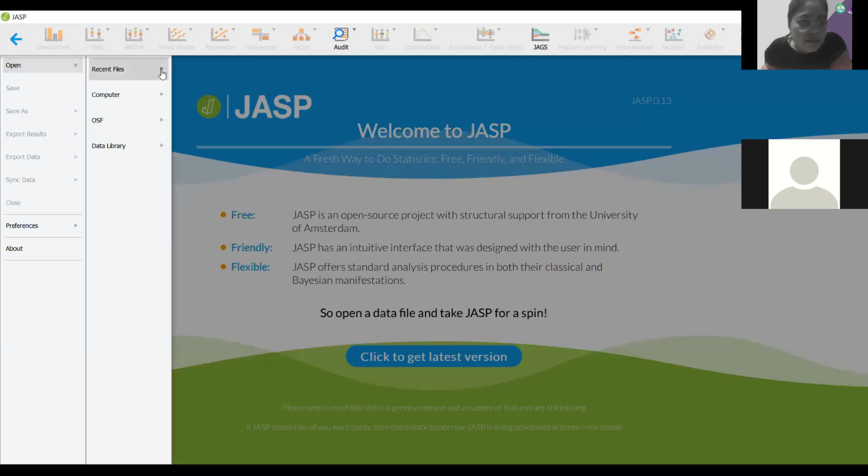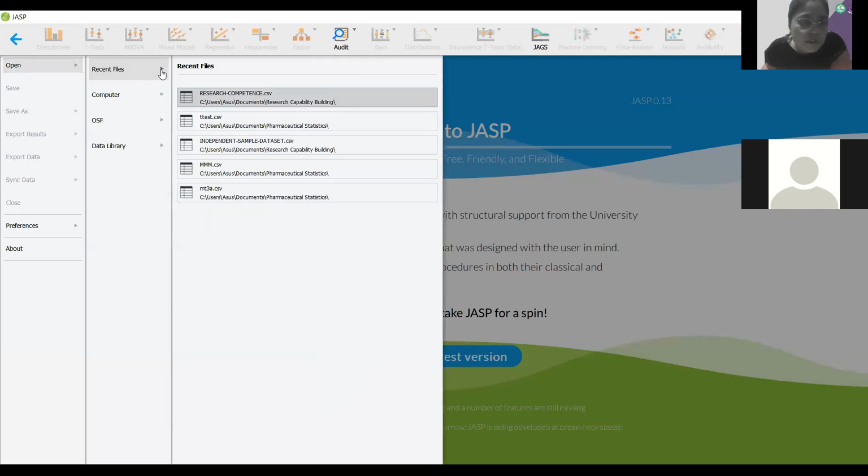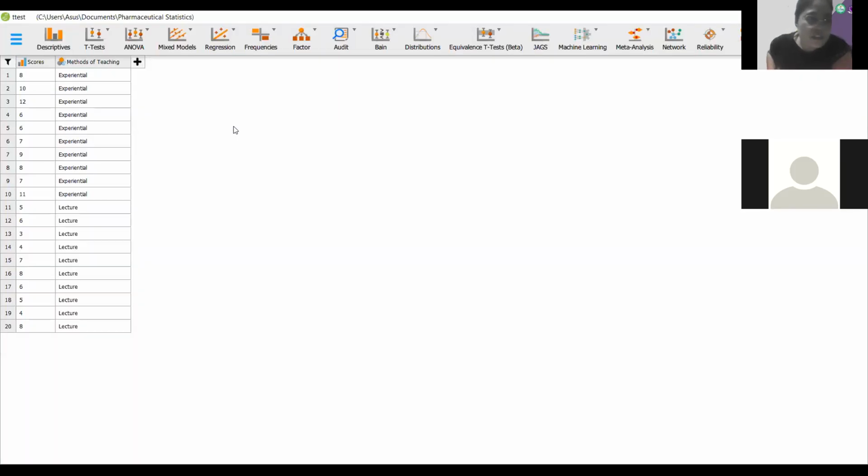This one. Yung recent file ko. T-test. T-test ba yun? Now, let me check if this is the... this is not... But anyway lang. I-try natin ito. It's the difference between experiential methods of teaching versus lecture, kung meron ba silang difference talaga. So ito yung mga scores.